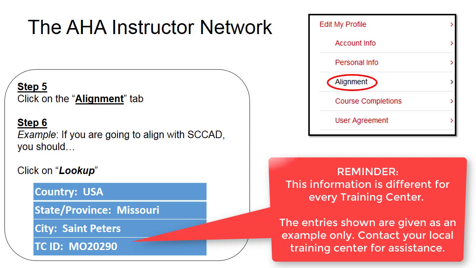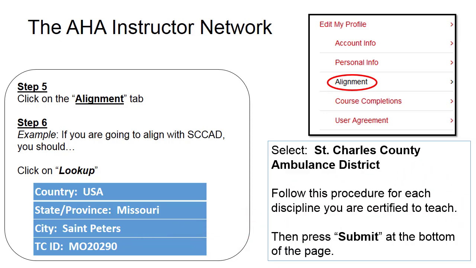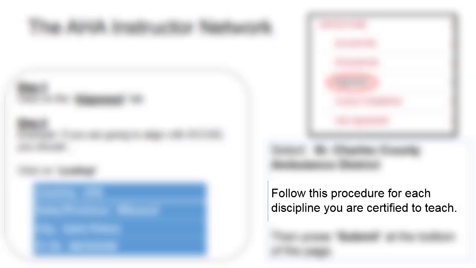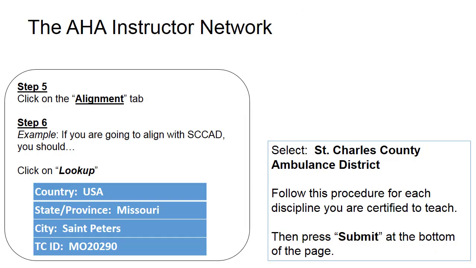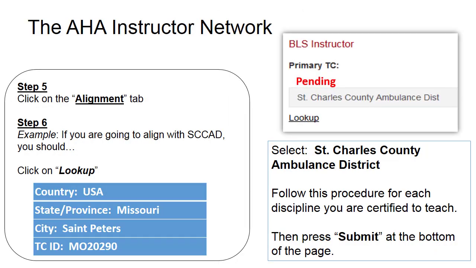including their TCID number. Now, if you're seeking alignment for multiple disciplines, for example, if you are not only a Heart Saver instructor or BLS instructor, but also an ACLS instructor, you'll need to repeat this process for each of those individual disciplines. Once you submit your request, you'll see the word pending listed on the page.